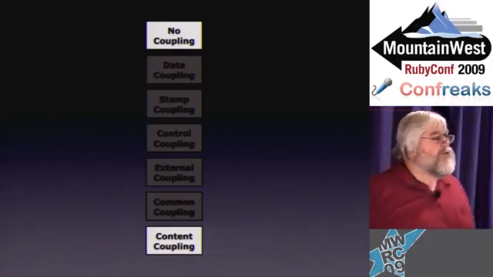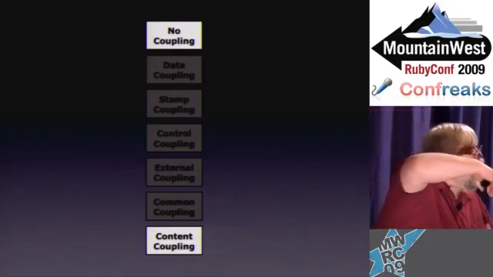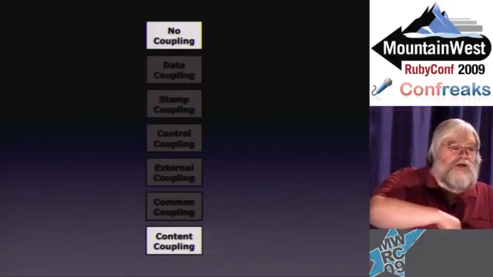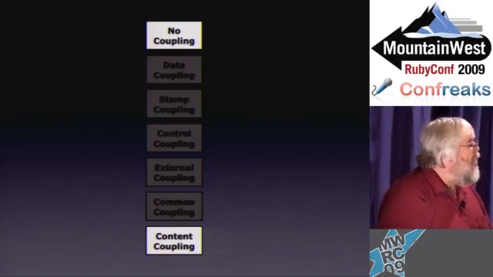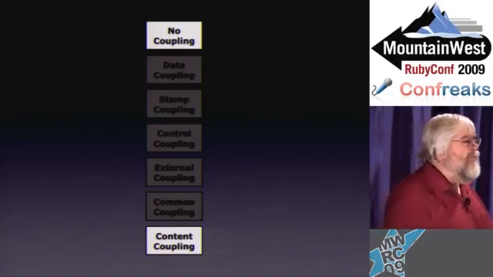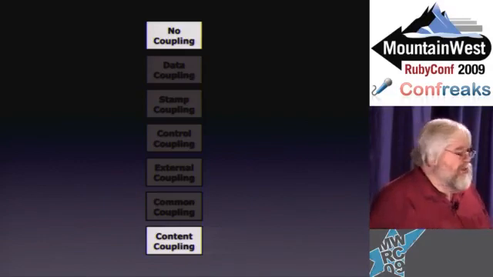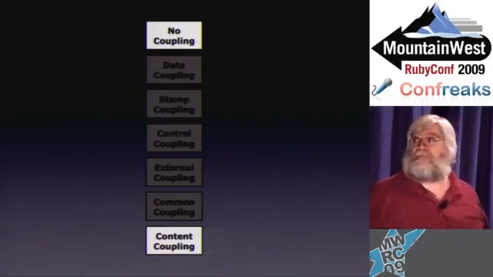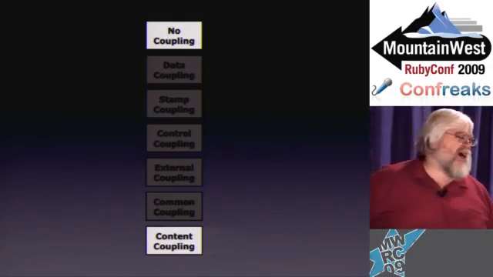Content coupling is where one module reaches into the insides of another module and messes around with it, bypassing its private, bypassing the API, just reaching in and munging on it. That's the worst kind. Don't do that.